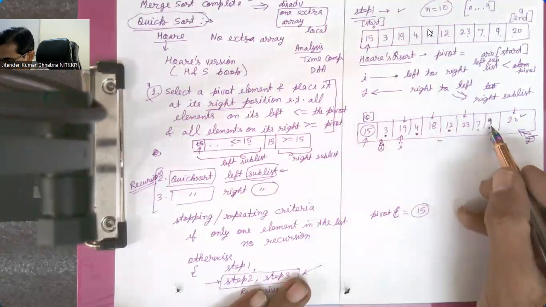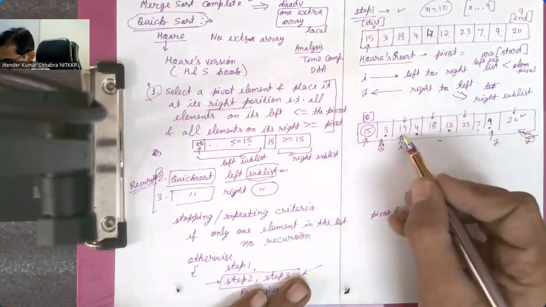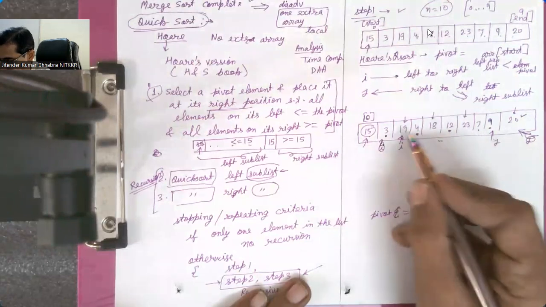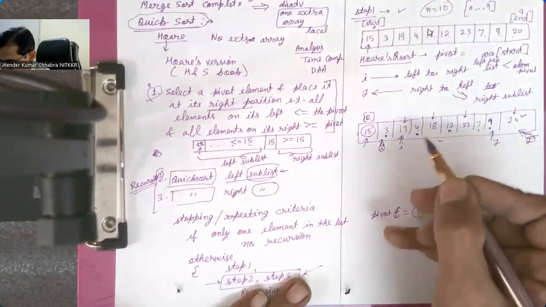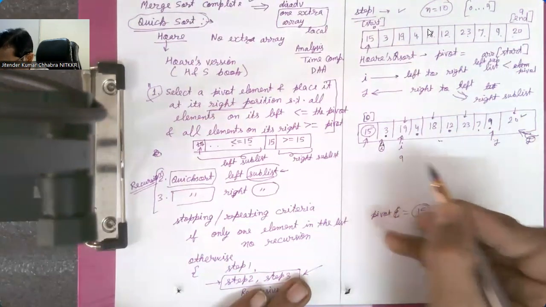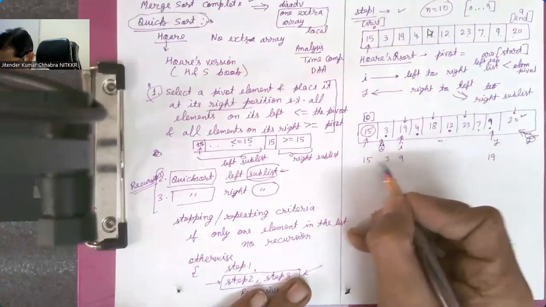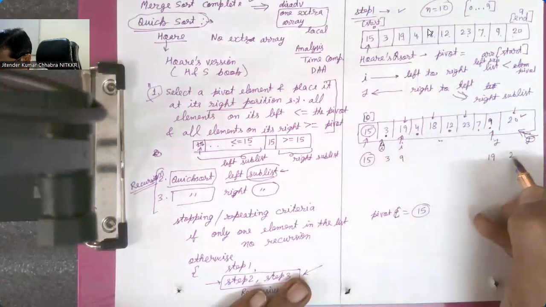9 is smaller than 15, so 9 is probably on the wrong side. 9 should be somewhere to the left side. So I and J I have found, and both can be interchanged. That will mean 9 comes here, 19 remains here. So now this is what is there.